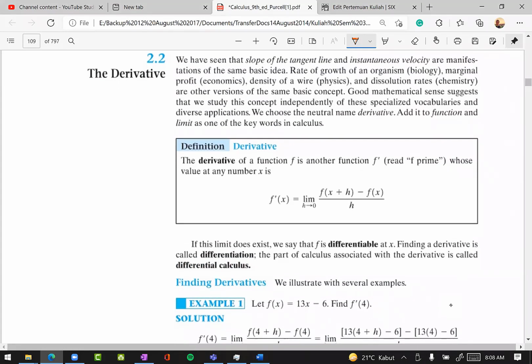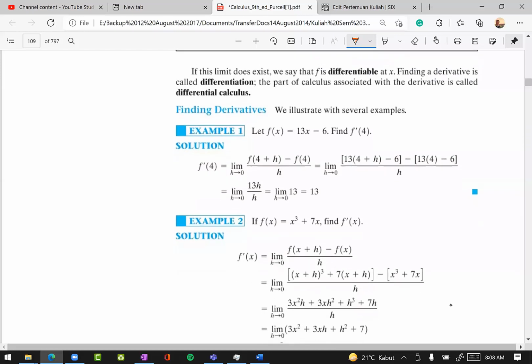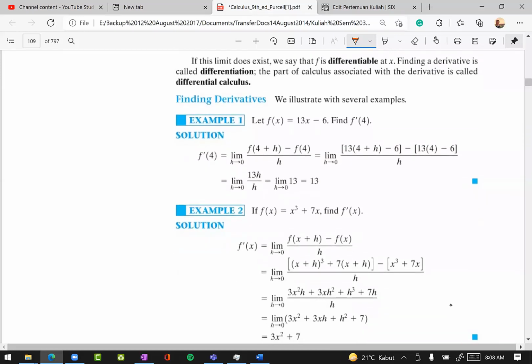So this is the derivative. Given a function, the derivative is another function called f prime, whose value is exactly this limit. This is called differentiable at x, and this is the derivative. Just a few examples computing this limit.